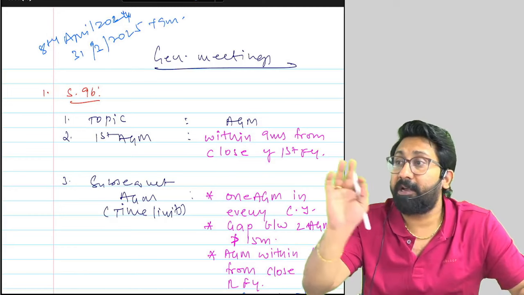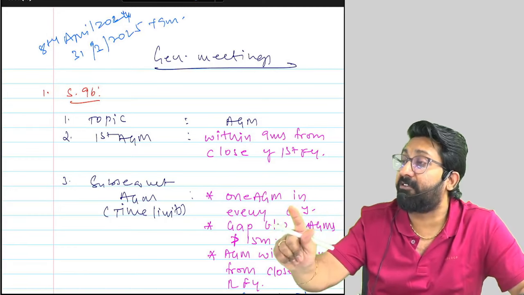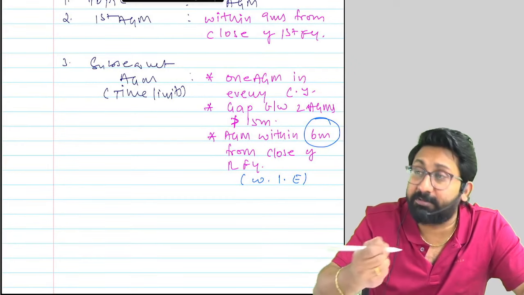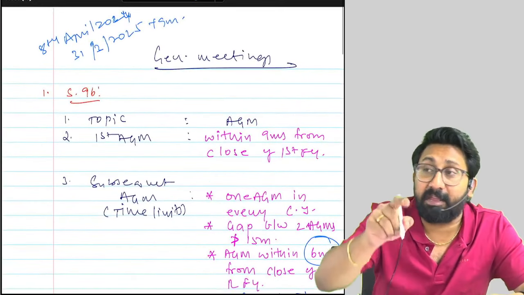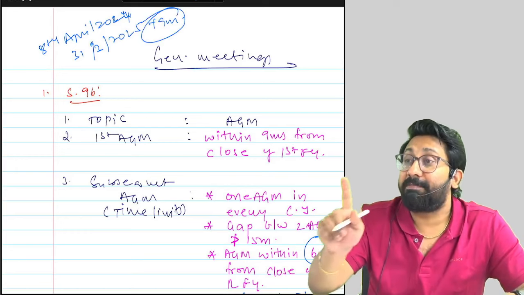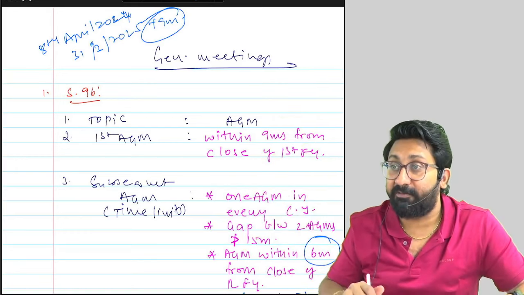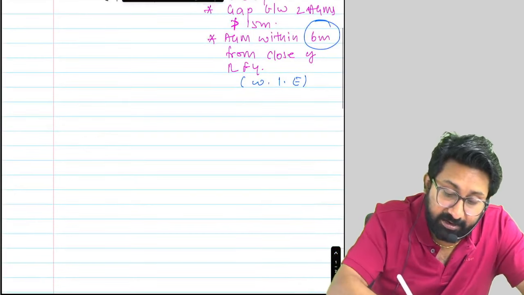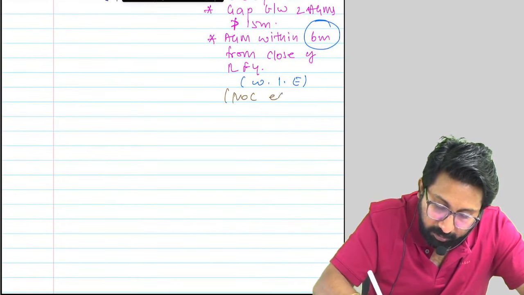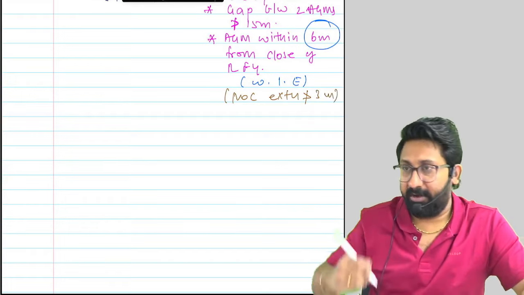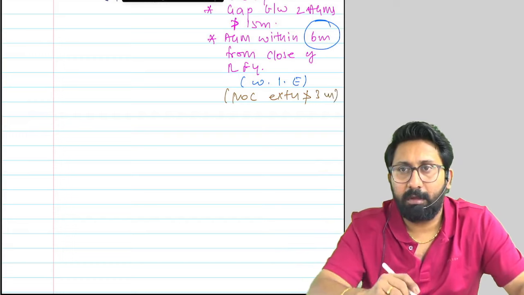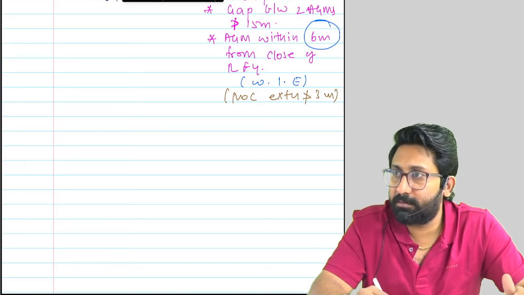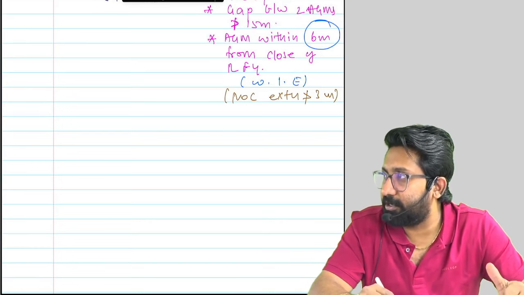Listening, but for a normal subsequent AGM from the end of the financial year, how many months do we need to conduct? I repeat, normal AGM within how many months? 6 months. But here, from the financial year end, how many months? That means already 3 months extension is included in that. Therefore, again ROC extension is not possible. Here, since 3 months is not added, ROC extension by not exceeding 3 months.